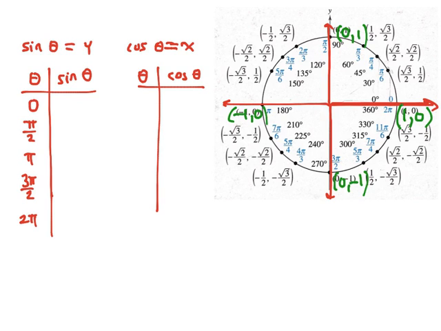And for sine, you're looking at the y coordinate of the intercepted point. So for the angle 0 radians, sine of 0 would be 0. For the angle of rotation pi over 2 radians, sine of pi over 2 will be 1. For the angle of rotation pi radians, sine of pi will be 0. For the angle of rotation 3 pi over 2 radians, sine of 3 pi over 2 will be negative 1. And for the angle of rotation 2 pi radians, the sine of 2 pi radians would be 0.